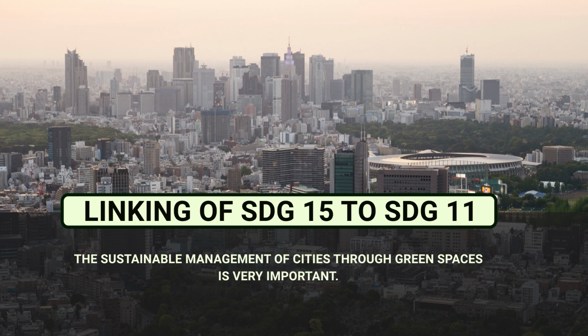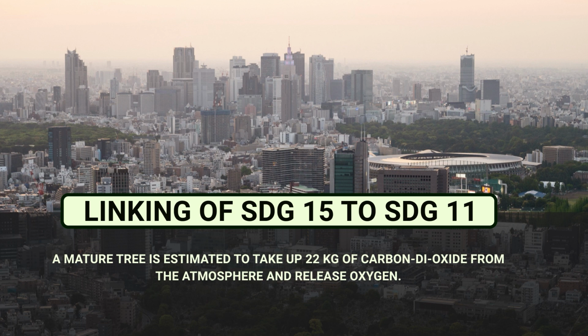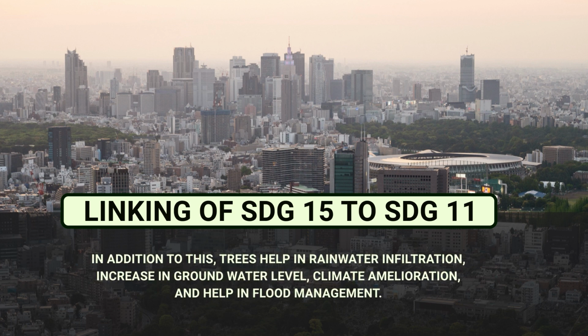If we talk about the urban trees and the green spaces which are part and parcel of urban planning, a mature tree is estimated to take up 22 kilograms of carbon dioxide from the atmosphere, and at the same time it releases oxygen during the process of photosynthesis. Every year 1.3 million trees remove 2,500 tons of pollutants from the air. At the same time, trees help in rainwater infiltration, thus increasing the groundwater level in urban areas, and also play an important role in decreasing or thwarting the urban heat island effect. They also help in flood management in urban areas.